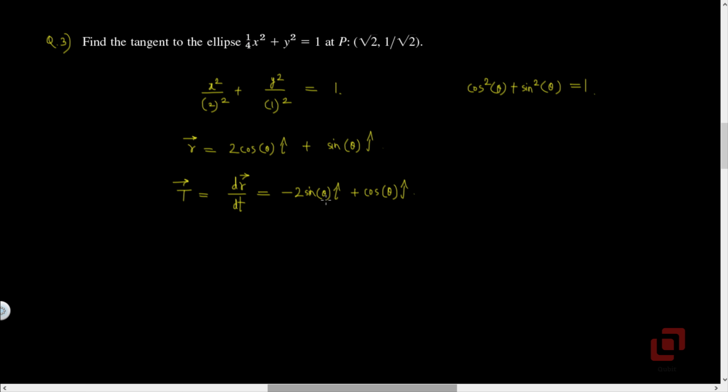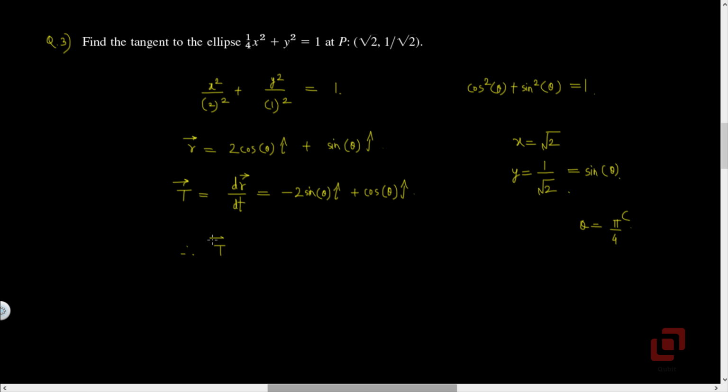Let us now find the value of the parameter θ from the coordinates of point P. The x coordinate of point P is √2 and the y coordinate is 1/√2. Note that both x and y are positive, so θ must be acute. Now what is y in terms of the parameter θ? It is sin θ. So if y is sin θ and in the current situation it is 1/√2, then θ must be equal to π/4.